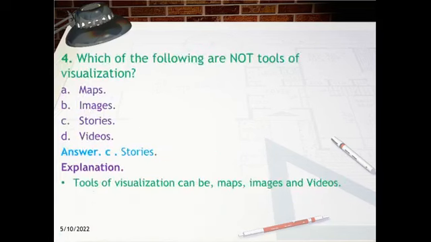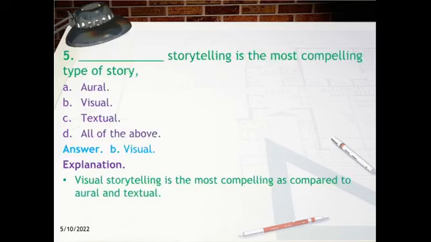4. Which of the following are not tools of visualization? Maps, images, stories, videos. Answer. C. Stories. Explanation. Tools of visualization can be maps, images, and videos. 5. Storytelling is the most compelling type of story: oral, visual, textual. All of the above. Answer. B. Visual. Explanation. Visual storytelling is the most compelling as compared to oral and textual.